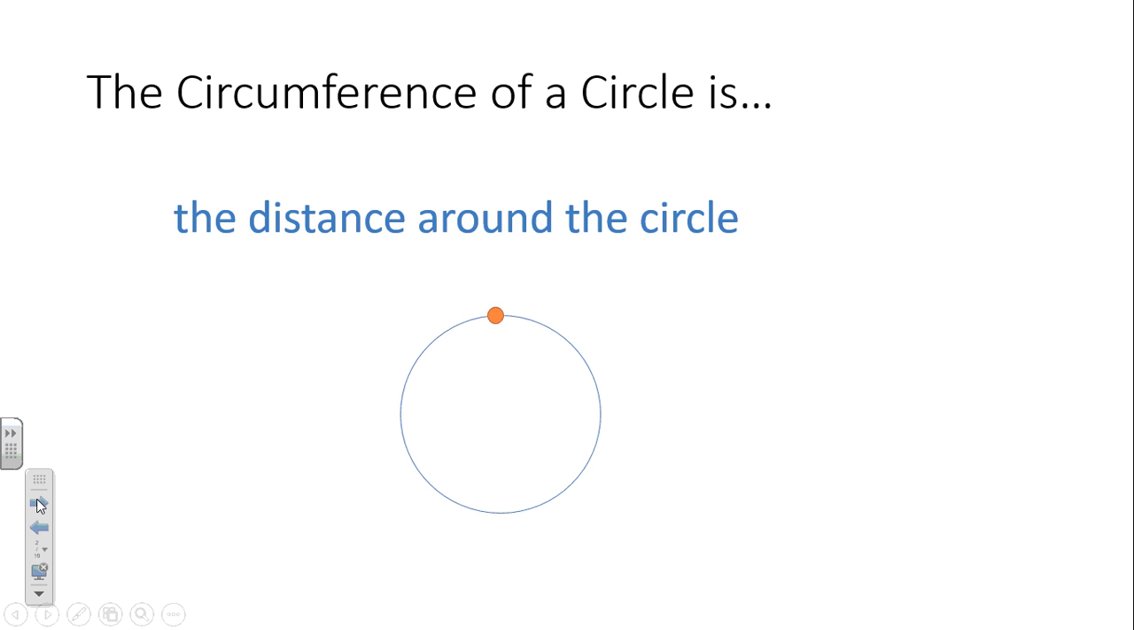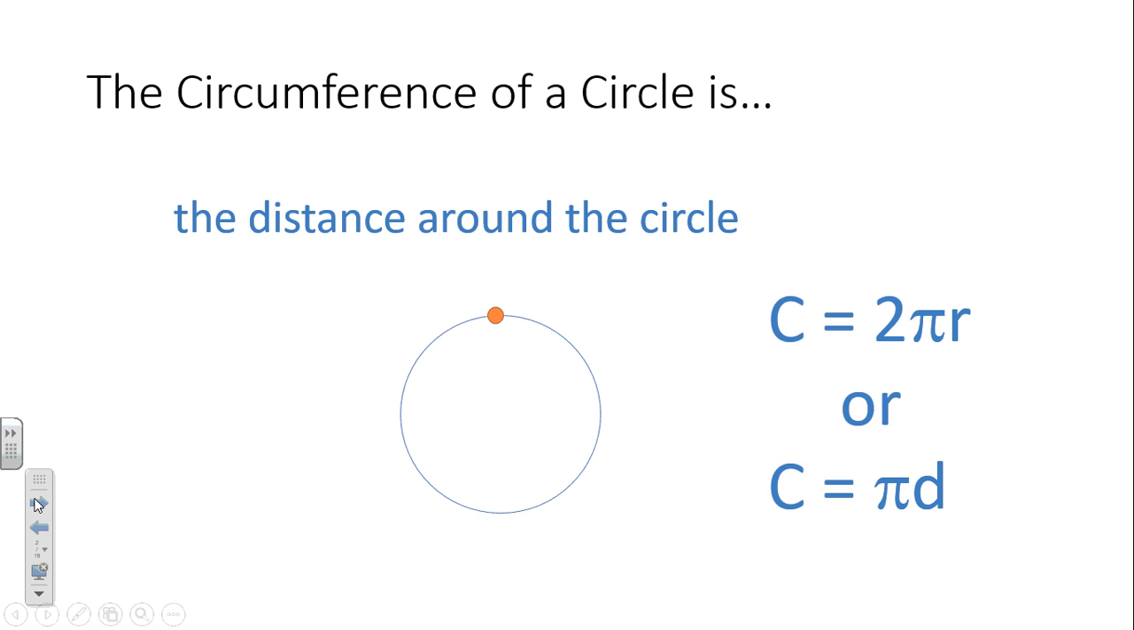C equals, C for circumference, pi times... pi r squared is area. No. The diameter, pi times the diameter. Or, if we have the radius, what do we use? Not squared. R squared is when we're working with area. 2 pi r. Okay? So these are the two formulas you need to write down.